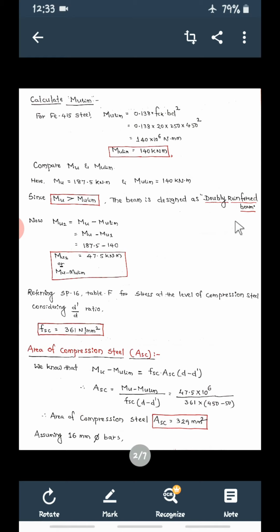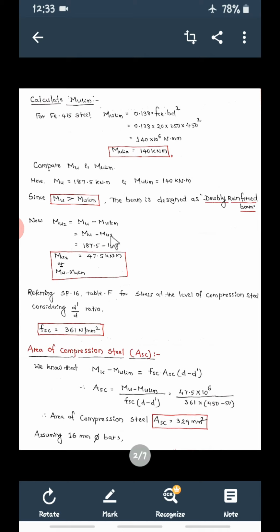Now again, recall the sessions where we analyzed the doubly reinforced beam. There will be three moments actually. Total moment is Mu, then Mu1. Mu1 is nothing but Mu limit. Then Mu2 is the moment required for the steel beam. Mu2 is equal to total Mu minus Mu limit, that means Mu minus Mu1, as Mu limit is nothing but Mu1.